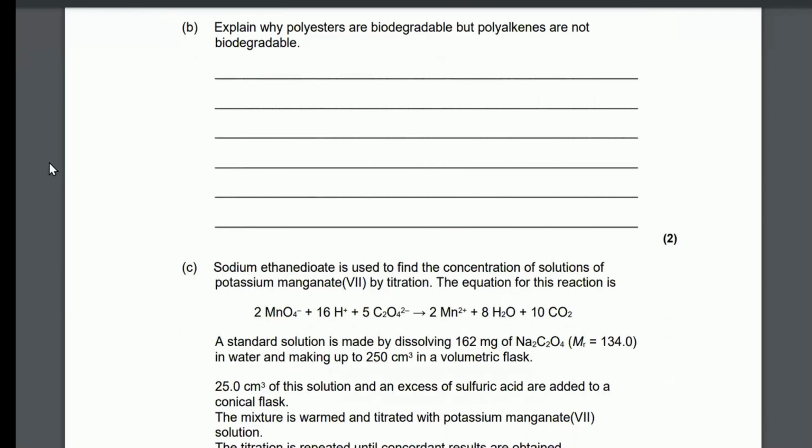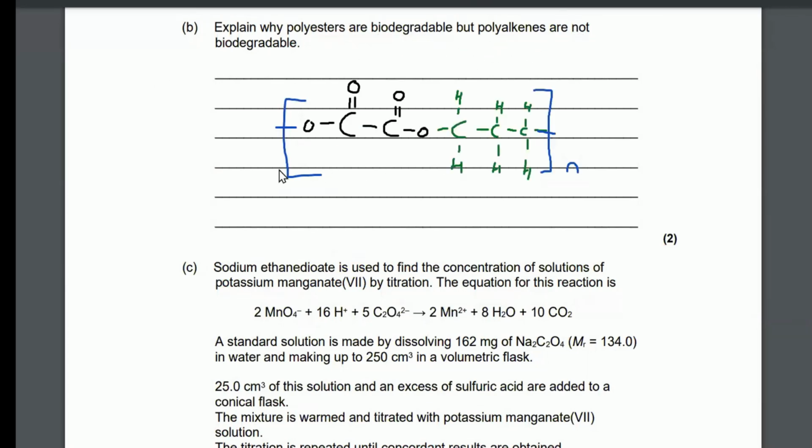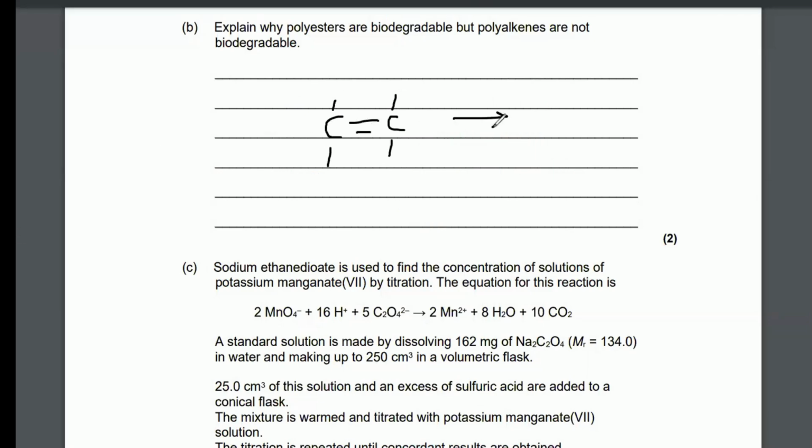Explain why polyesters are biodegradable, but polyalkenes are not biodegradable. Pause the video, have a go. Okay, polyesters obviously undergo condensation polymerization. They have a polar carbonyl group. The carbon atom is delta positive, the oxygen is delta negative. Therefore, water molecules, which have a lone pair of electrons, are not attracted to the oxygen like that. Over here on the right, you can see they're attracted to the delta positive carbon. So they undergo nucleophilic attack. They're quite reactive, and therefore they can biodegrade. They can be hydrolyzed by water.